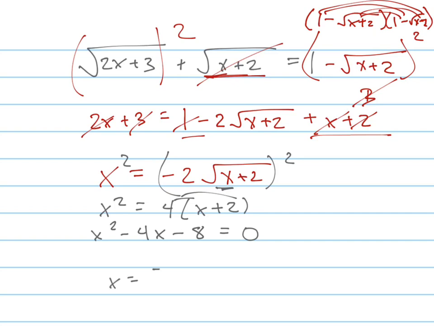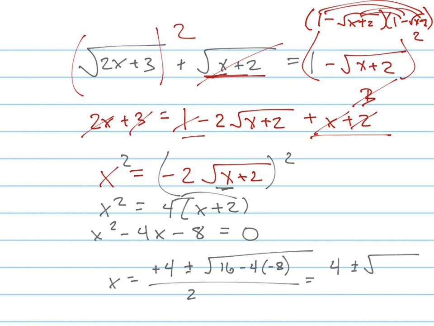So negative b, which is positive 4, plus or minus the square root of b squared minus 4ac, all over 2a, which equals 4 plus or minus the square root of 48, all over 2, which is just ugly numbers, but they're still solutions.